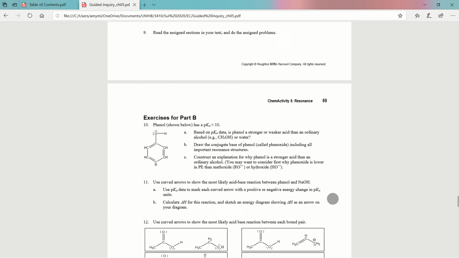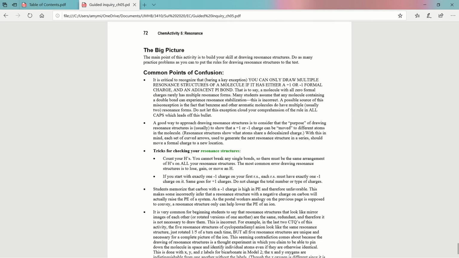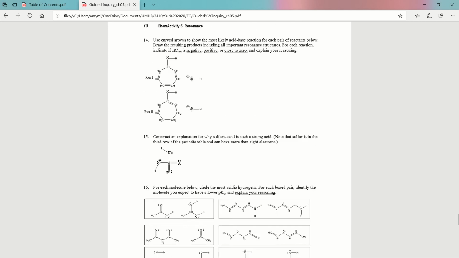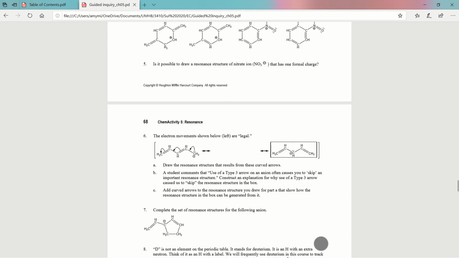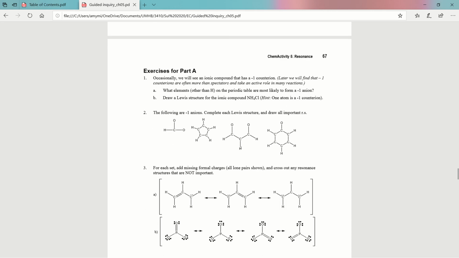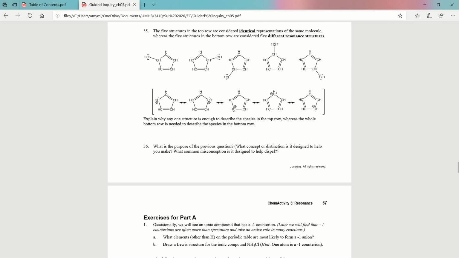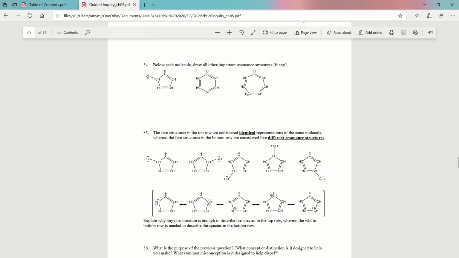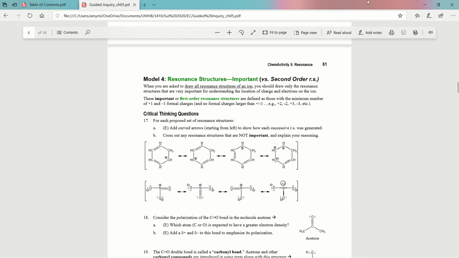And I have an answer key for this exercise. And you can stop at the exercises for part A. So you don't have to go past page 66. You should complete this through page 66, which is page 10 of 16. Okay.